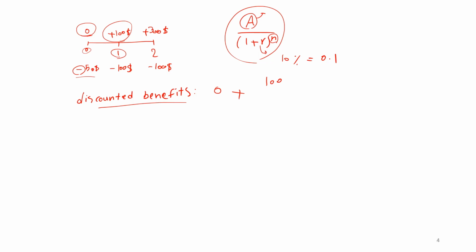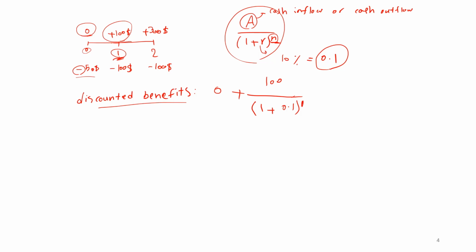So as I said, this is cash inflow or cash outflow. Here we have inflow is $100, benefit is $100. So A, $100, over 1 plus R. R here is 0.1. As I said, in this example, we consider R as 0.1 or 10%. To the power of 1. N is 1. Look, N here is 1, right?